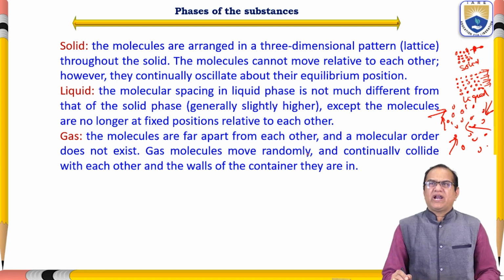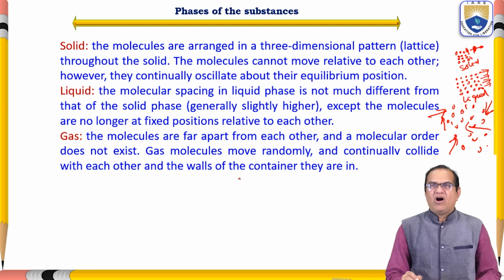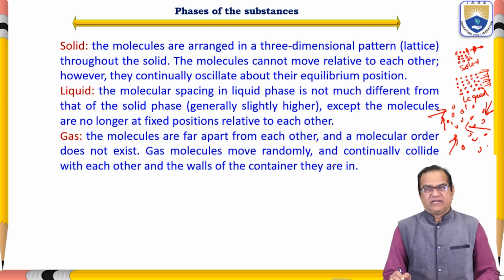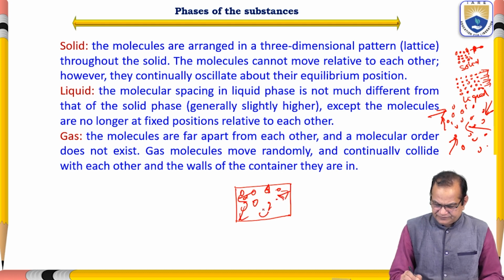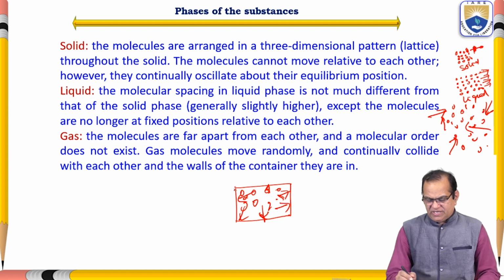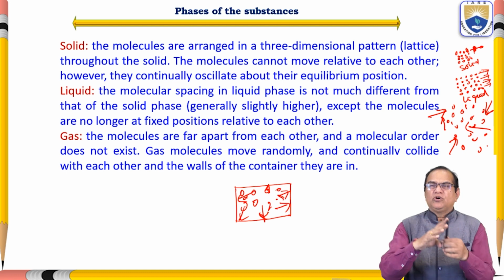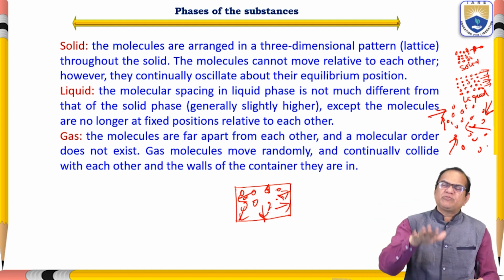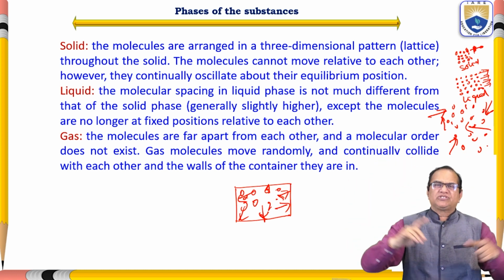Gas molecules move randomly and continually, and collide with each other and the walls of the container. So if this is the container and here is the gas, these molecules will hit the wall of the container where it is present. They will not be limited. If you see the liquid, if you put it at the lowest position, it will stay. But if it is a gas, it will go up, down, to all positions, it will move.